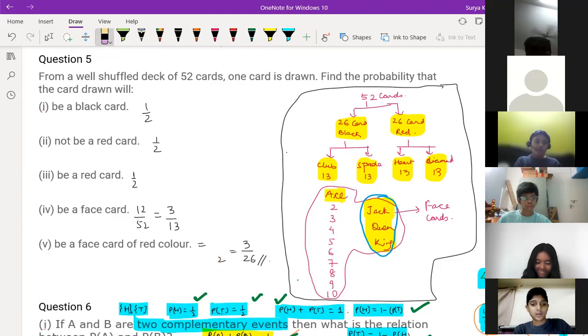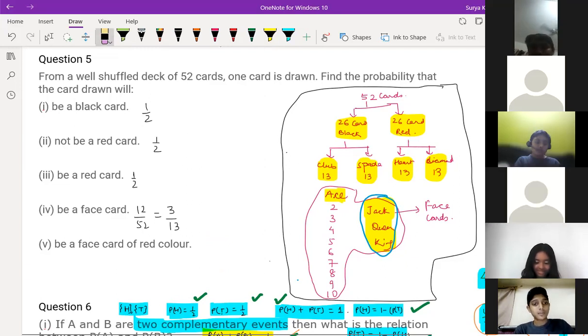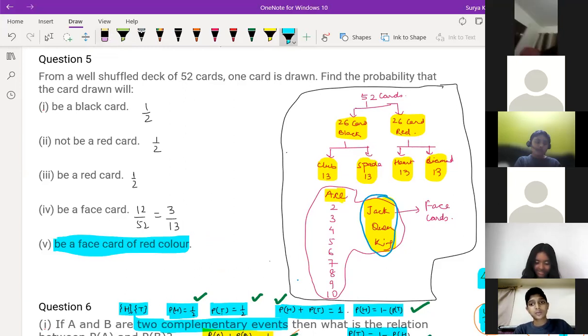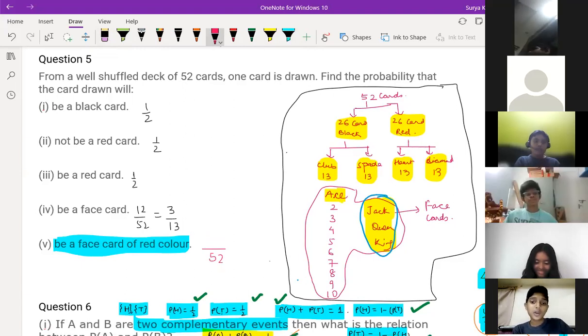Wait, Priyansu, wait. Let me teach him. See, Sai Charan, this is what is happening. They're asking for the face card of red color. So we are comparing in total only, right? We are comparing with the whole deck, correct, Sai Charan? Red cards are 26, sir. So face cards are 3 and there will be 6 cards in 26, right, sir? So 6 by 26. Sai Charan, if they're talking about cards, we are always comparing with all the pack of cards, not only red color.